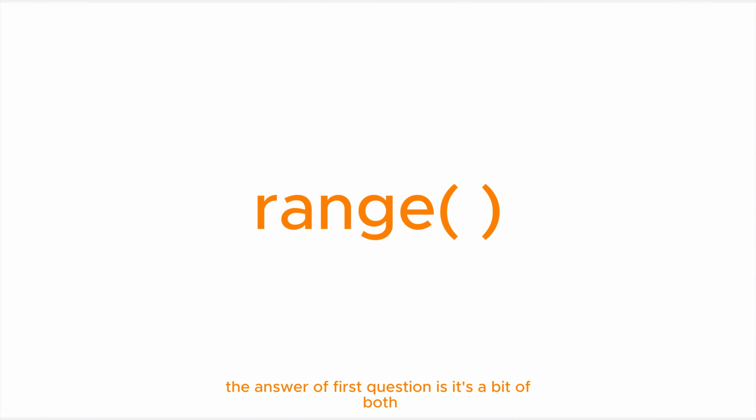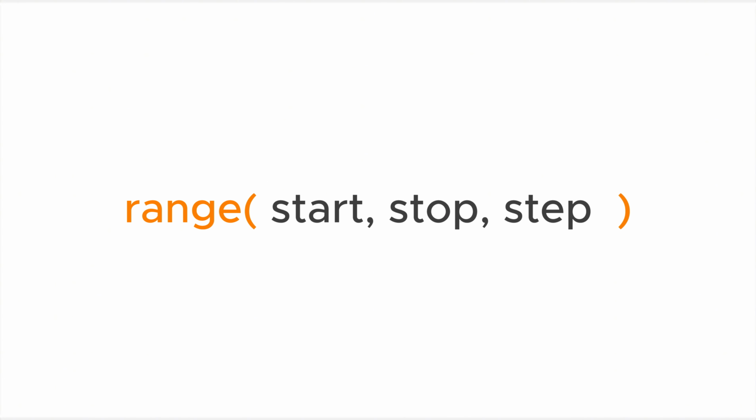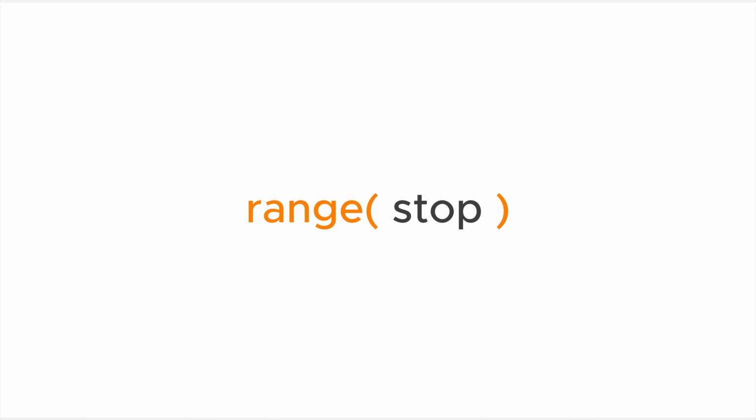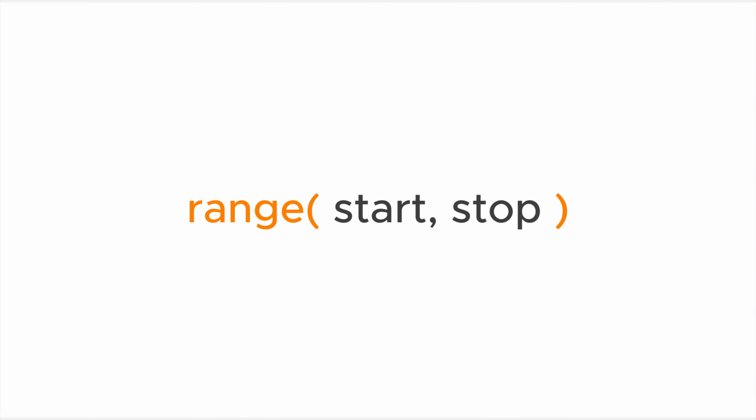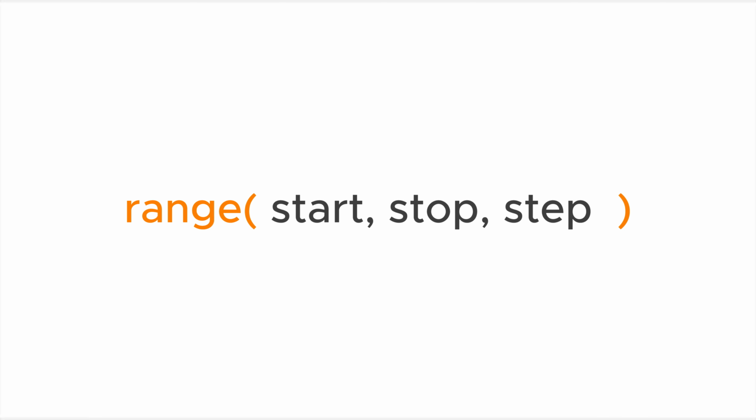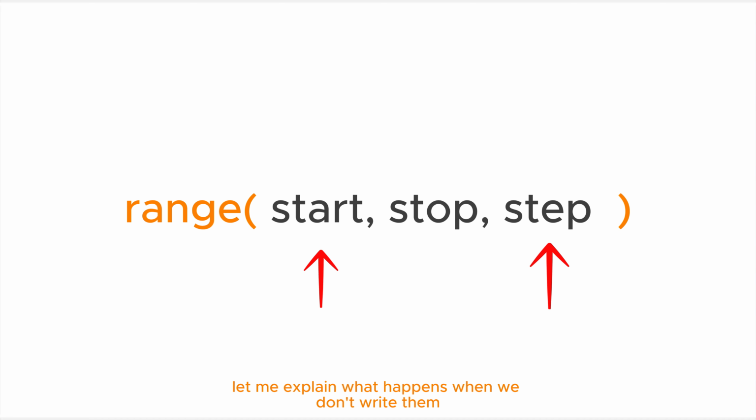The answer to the first question is it's a bit of both. Range is a built-in function that returns a special immutable sequence data type called a range object. The syntax: range(stop), range(start, stop), range(start, stop, step). Start and step are optional. Let me explain what happens when we don't write them.